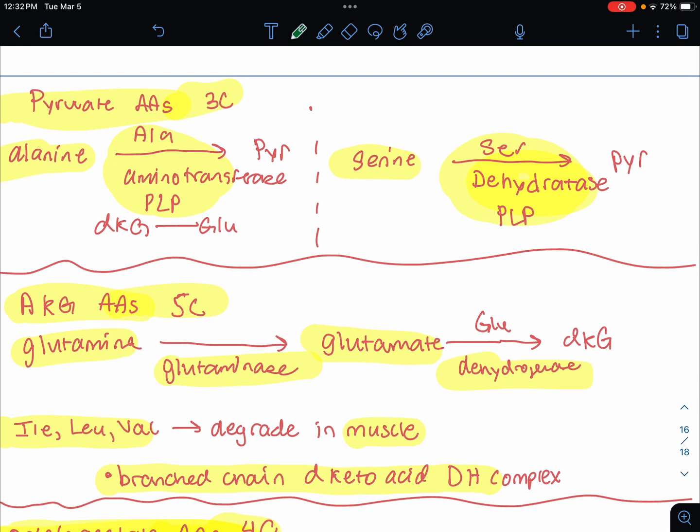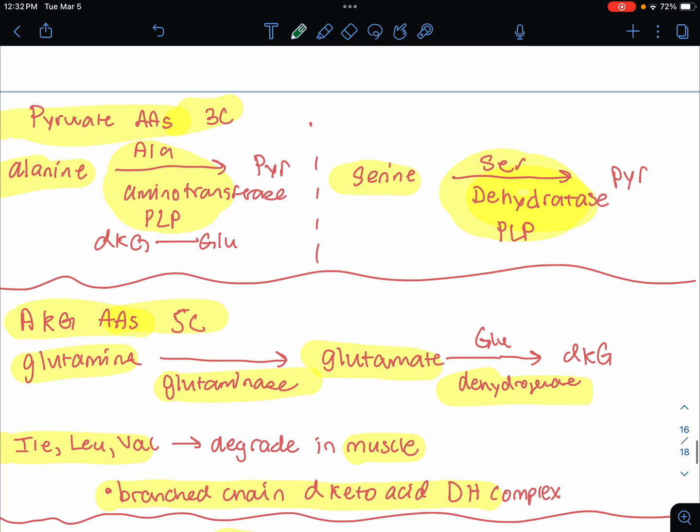Okay, so pyruvate amino acids are going to be 3 carbons long, and the two that are the main focus are alanine and serine. Alanine requires an alanine aminotransferase, and again, aminotransferases need PLP for their reaction. Alanine is going to become pyruvate. You also have alpha-ketoglutarate becoming glutamate at the same time whenever you have this aminotransferase.